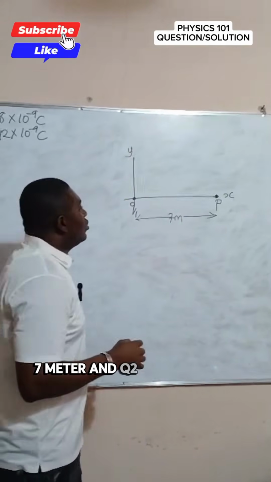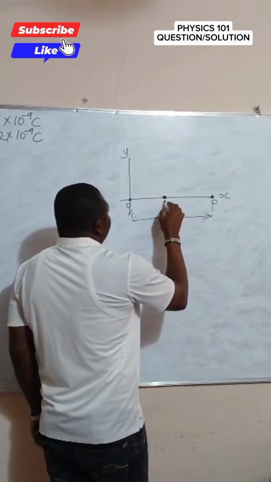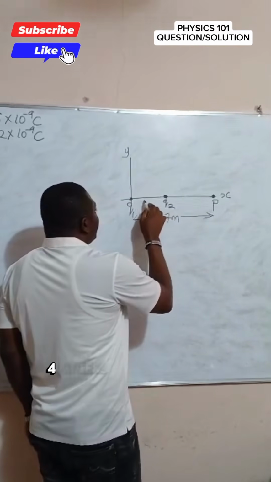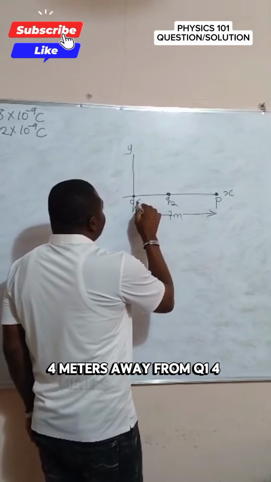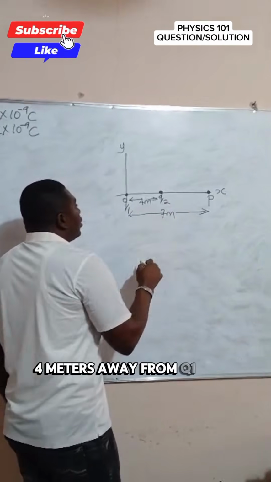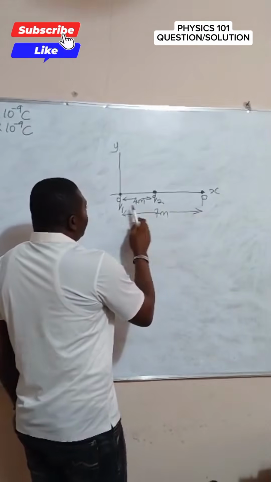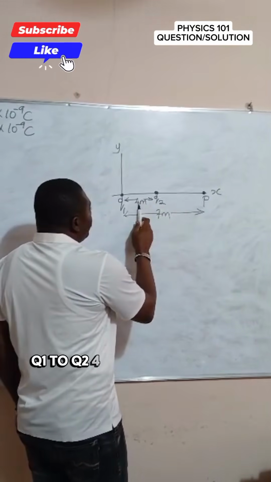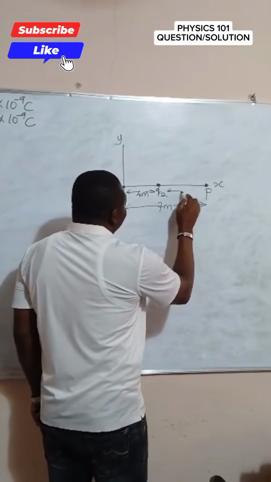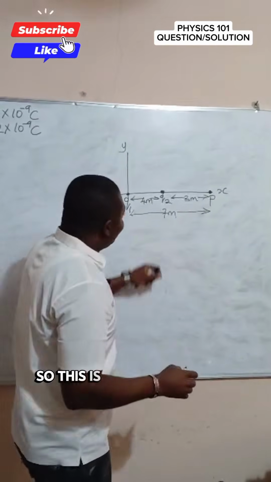And Q2 was given to us along the x-axis, 4 meters away from Q1. That means Q1 to point P is 7 meters, Q1 to Q2 is 4 meters. That means from Q2 to point P will be what? 3 meters. So this is what we are given.